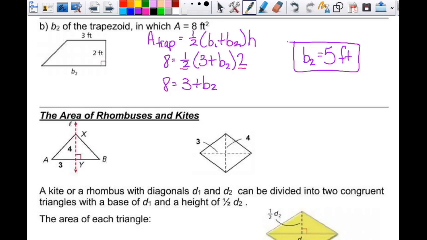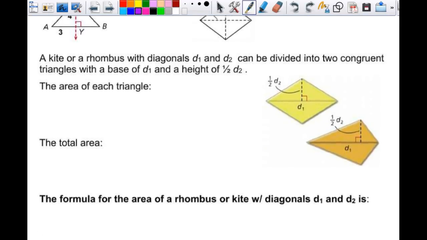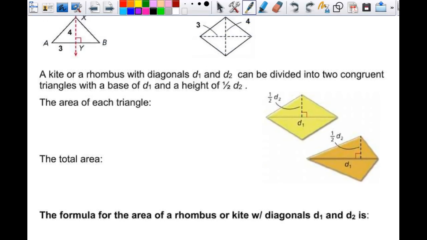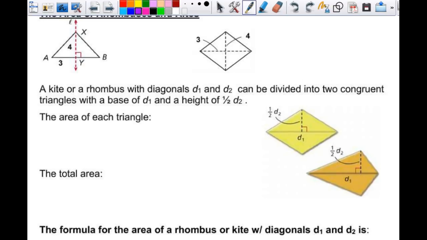All right, so let's look at the area of a rhombus, area of a kite. A rhombus would divide into two congruent triangles with a base of D1 and the height of half of D2. So if you look at this, here's a rhombus, here's a kite. You can kind of do the same thing with both of them. If this is D1 for both of these, then if I go halfway, because I know for a rhombus they always get bisected, this has to be half of the other diagonal. Does that make sense to you? And for the kite, one of the diagonals gets cut in half, and it would be this one.